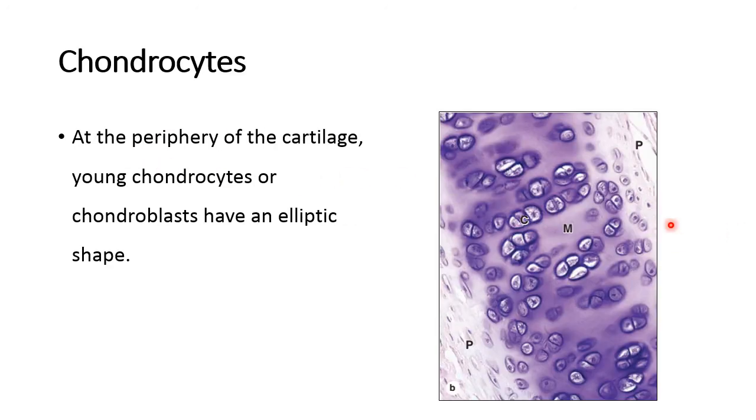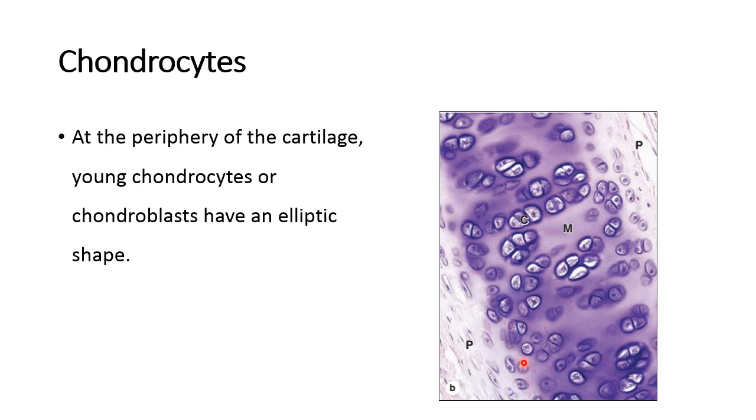The chondrocytes. We finished the matrix. Now we shift to the second component of the hyaline cartilage, the chondrocytes. The chondrocytes in the hyaline cartilage, at the periphery of the cartilage, young chondrocytes or chondroblasts have an elliptic shape. Let's see. This is the periphery of the hyaline cartilage, perichondrium. This is the periphery, and in the middle, this is the center of the cartilage, the deeper part. Let's notice in the periphery we will see that the cells are elliptical in shape.